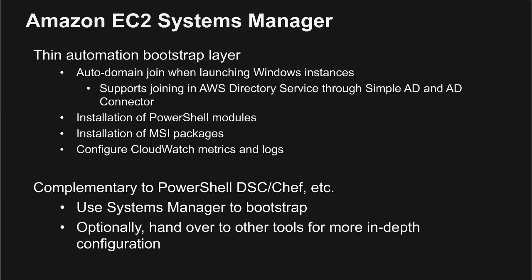So let's talk about some other tools that you can use. One of them is EC2 Systems Manager. EC2 Systems Manager is a service that has several options. Let's talk about the ones that are applicable to configuration management. The first thing that EC2 Systems Manager has is a thin automation bootstrap layer. This allows you to do things like automatically join a domain when launching Windows instances, automatic installation of either PowerShell modules or MSI packages, and the configuration of custom CloudWatch metrics and logs.